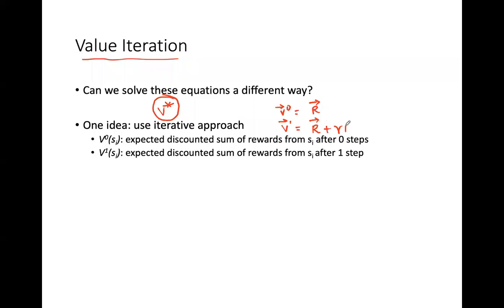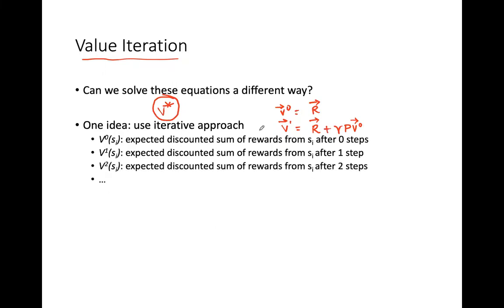Weigh all possible states you could end up in, take their values, and multiply by the probability of transitioning to each of those states, right? If I start by computing this, then I can use the result of that to compute this. So how do we prove this is stable? I will get to that in a minute.